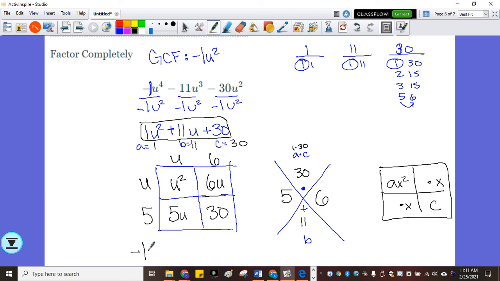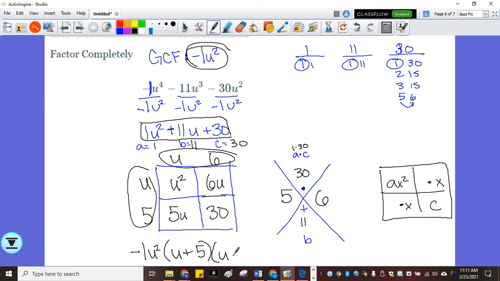Negative u squared. Yeah. Negative 1u squared was my greatest common factor, so don't forget to bring that in. And then your answers are on the side as well. So negative 1u squared, u plus 5, u plus 6. And there's one of each.